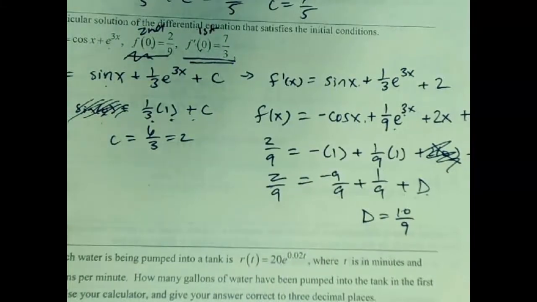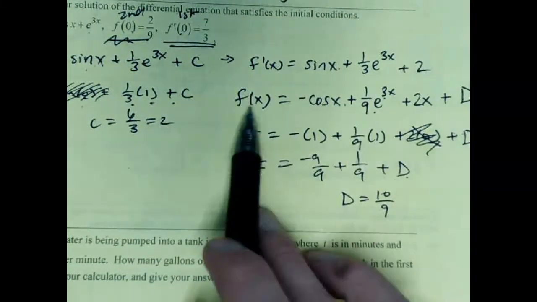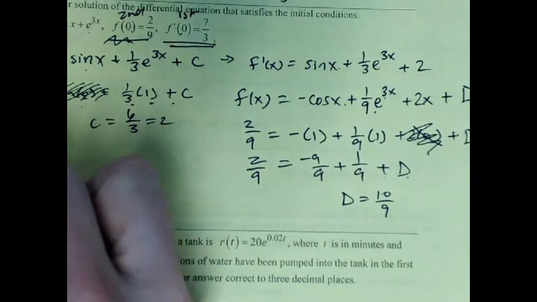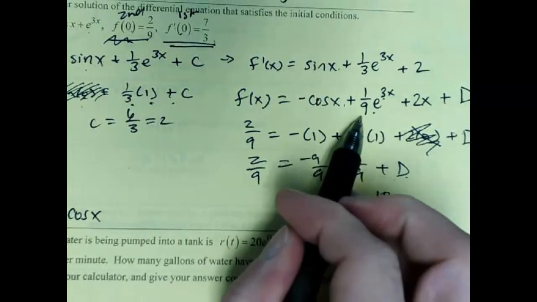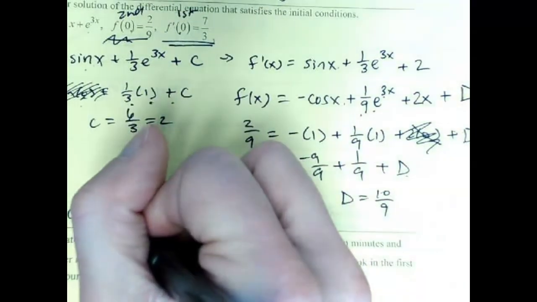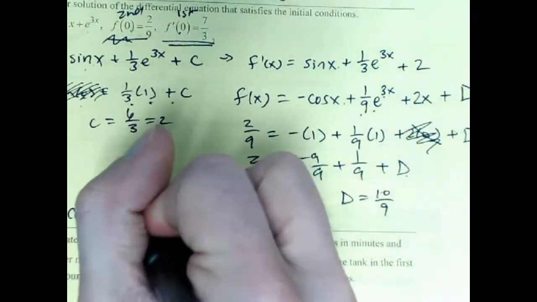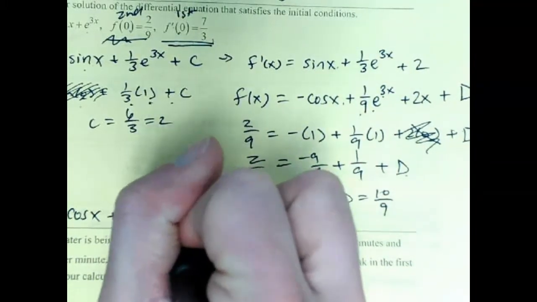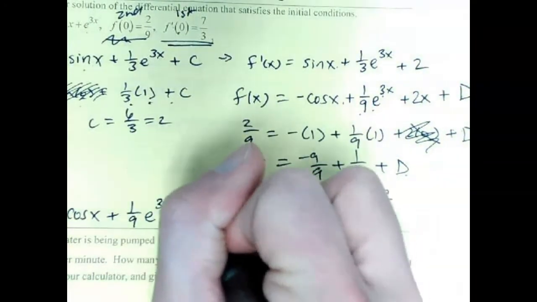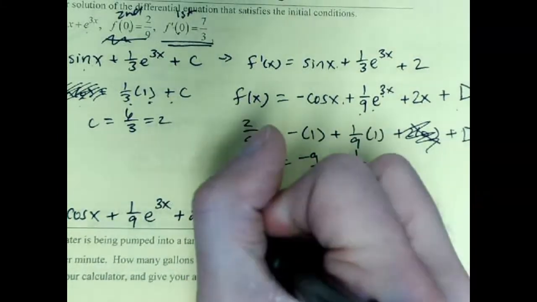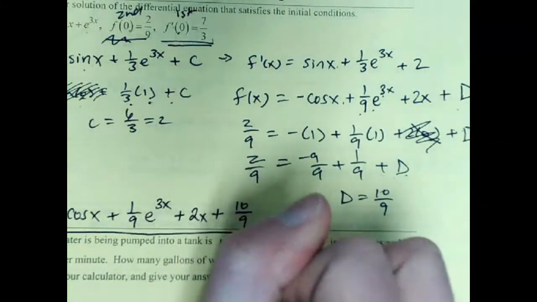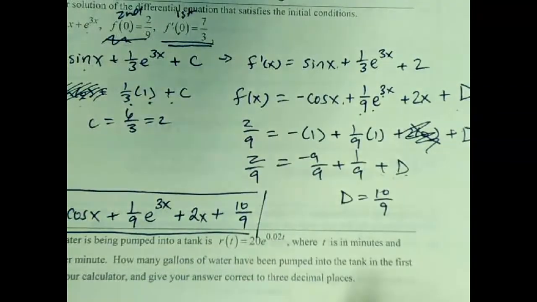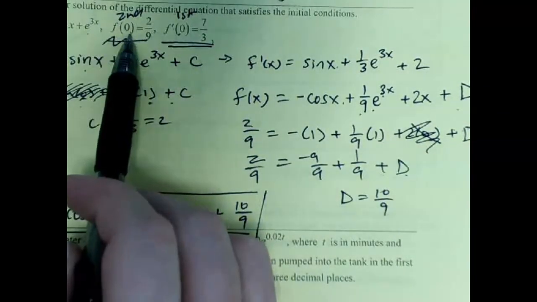And then we'll just go plug it in, right? Here was my original function. And now I can just plug it in. Negative cosine of x, then I had the 1/9 e to the 3x, plus 2x, and then instead of the d value, plus 10/9. That would be the particular solution that goes through the point 0, 2/9.